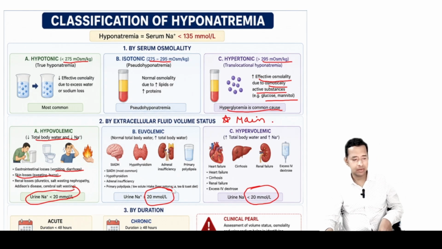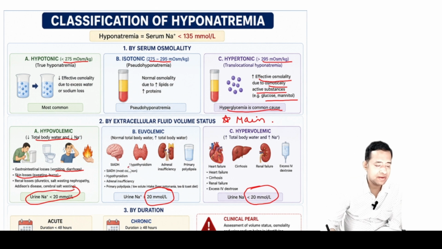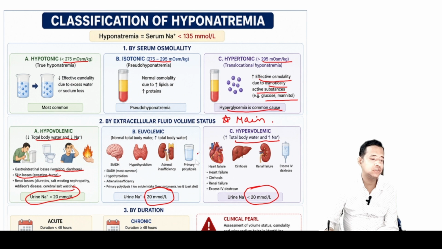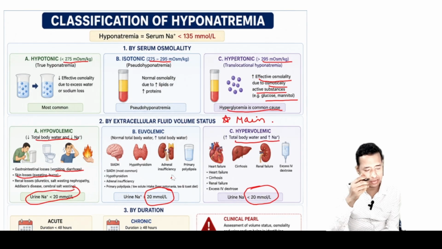In euvolemic, it is caused by SIADH, syndrome of inappropriate antidiuretic hormone, hypothyroidism, adrenal insufficiency, primary polydipsia. We all have learned about this previously. Okay, and next is hypervolemic. Hypervolemic is increased total body water and increased sodium due to heart failure, cirrhosis, renal failure, and excess IV dextrose. Other than that, by duration, less than 48 hours is acute, usually symptomatic, and greater than 48 hours is usually asymptomatic or mildly symptomatic.